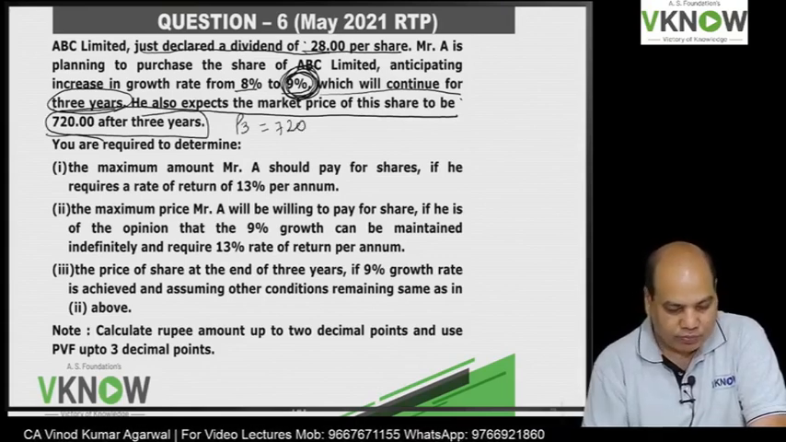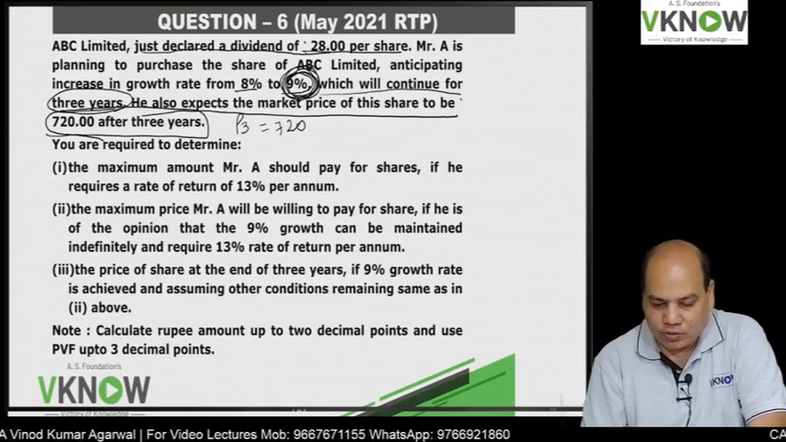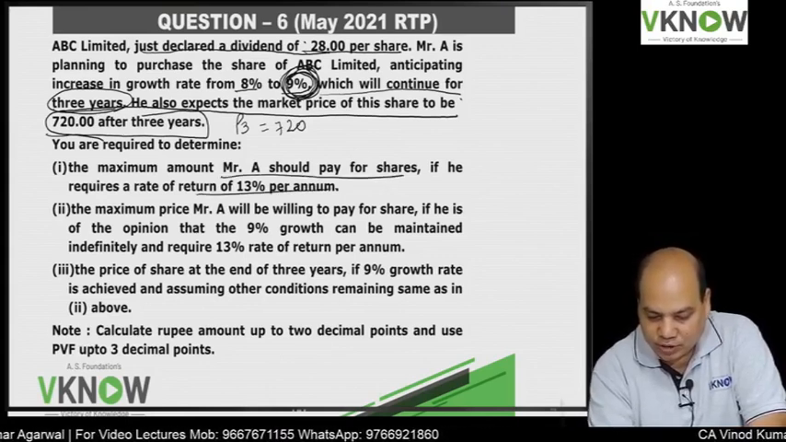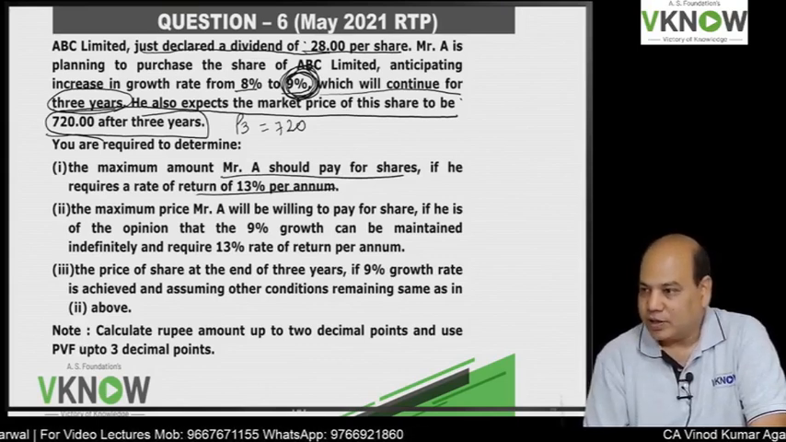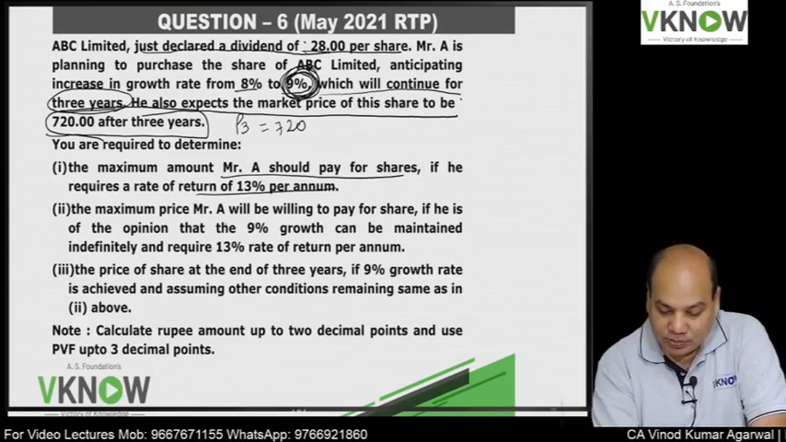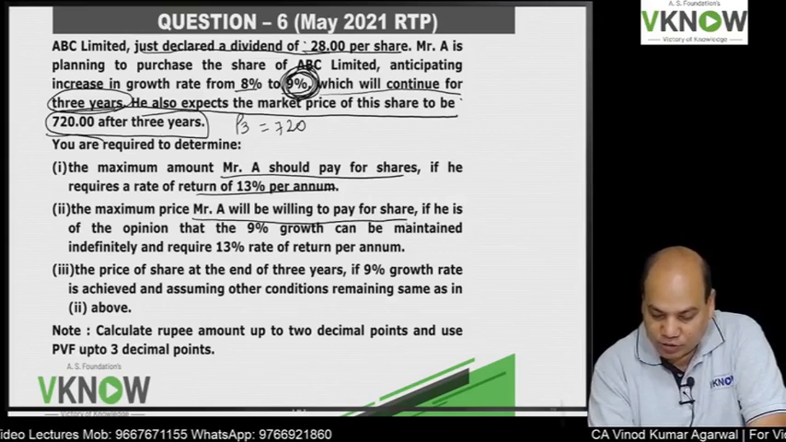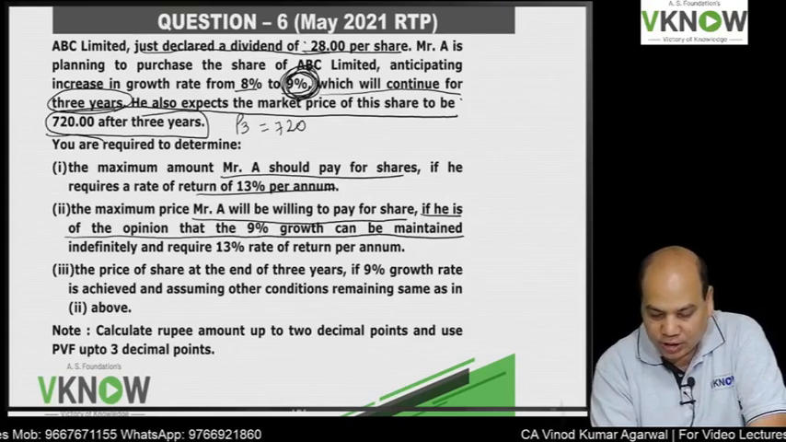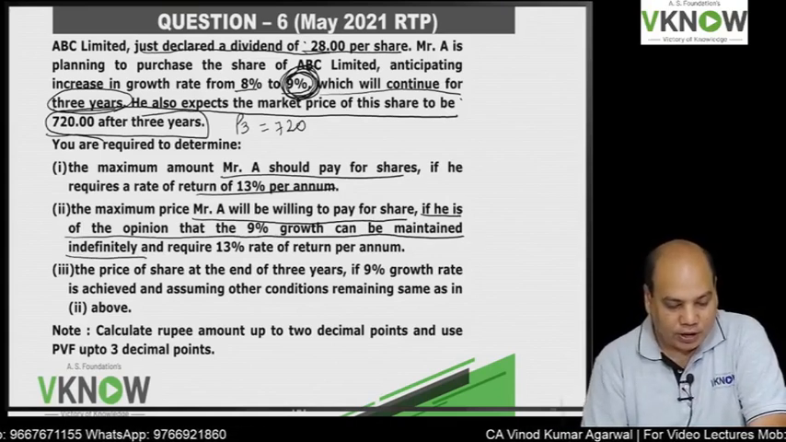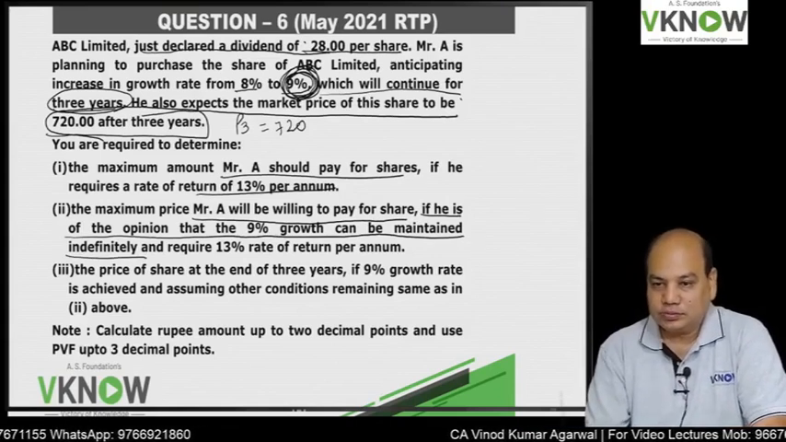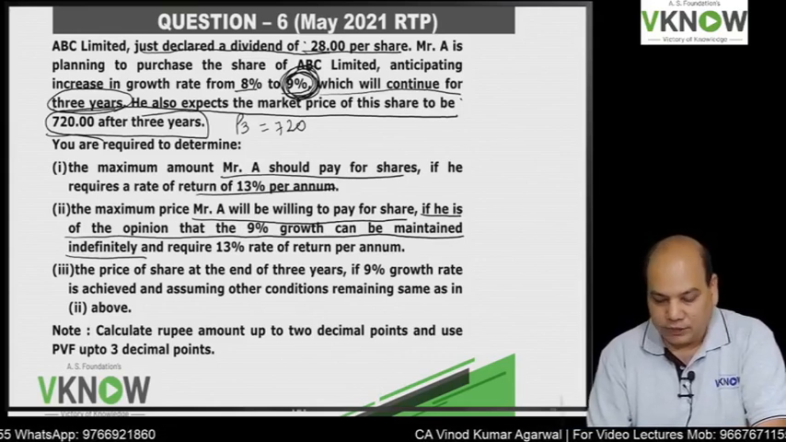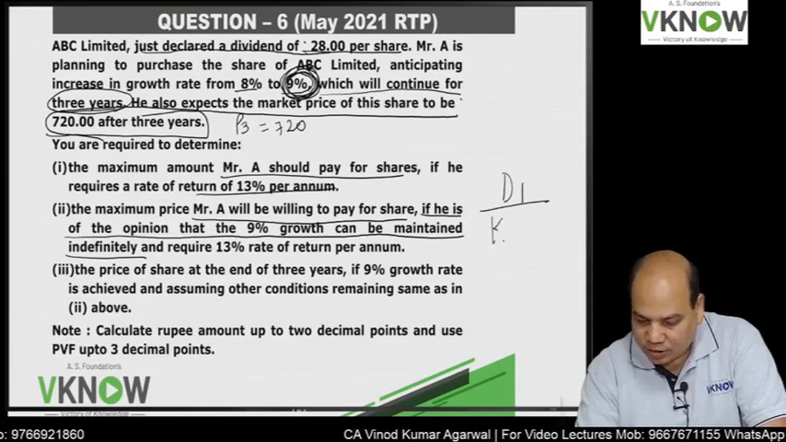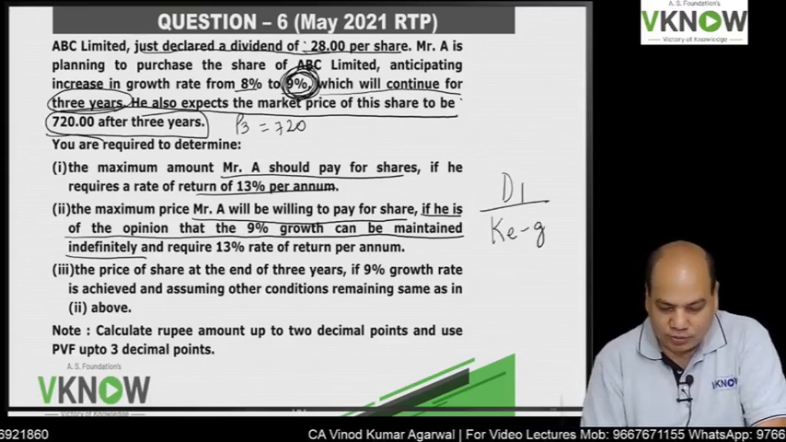P3 is 720. You are required to determine the maximum amount Mr. A should pay for the share if the discount rate is 13%. So you have to find intrinsic value. The maximum price Mr. A will be willing to pay for the share if he is of the opinion that 9% growth rate can be maintained indefinitely. Indefinitely means forever. So you will simply apply the formula for the second part, D1 upon K minus G.